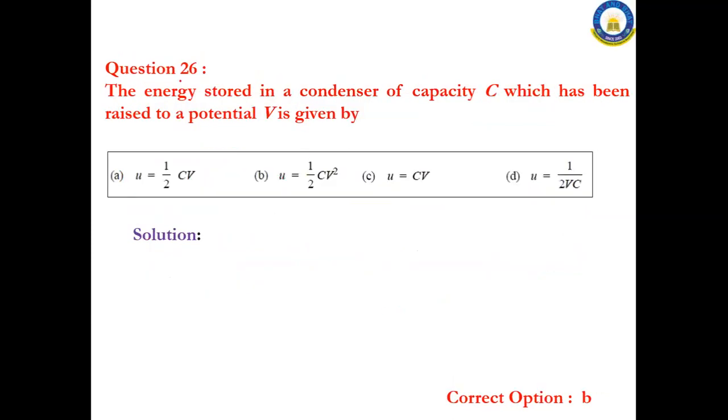Question number 26. This is again a direct question. Energy stored in a condenser of capacity C, which has been raised to a potential V, is, yes, you all know this. This is nothing but half CV square. So this is option B. Half CV square. Correct option is B. Next, I'll move on to the next question.